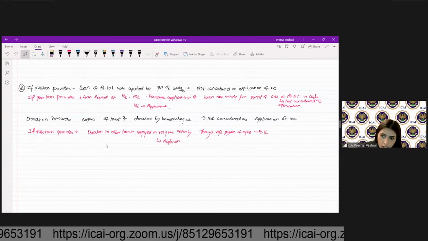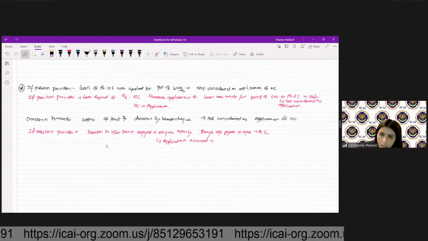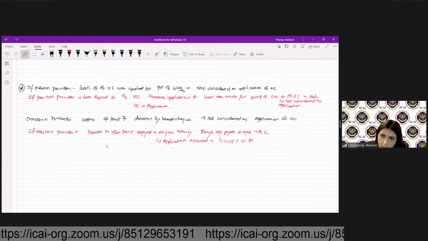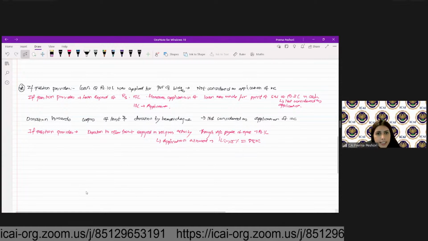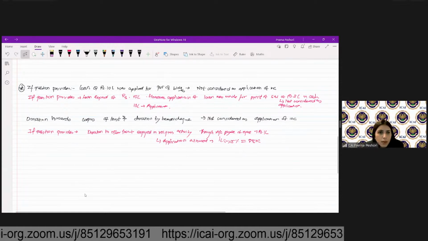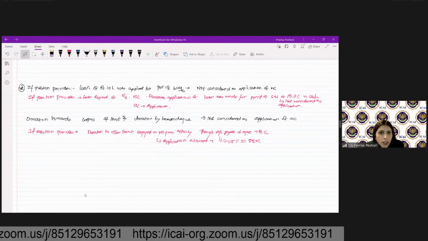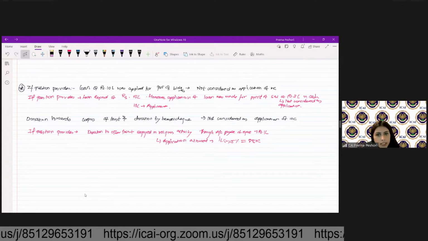Application allowed shall be 1 lakh minus 15% is equal to 85,000. Yes. Are we clear about this particular fact? Yes or no? Any question, any doubt? Yes.